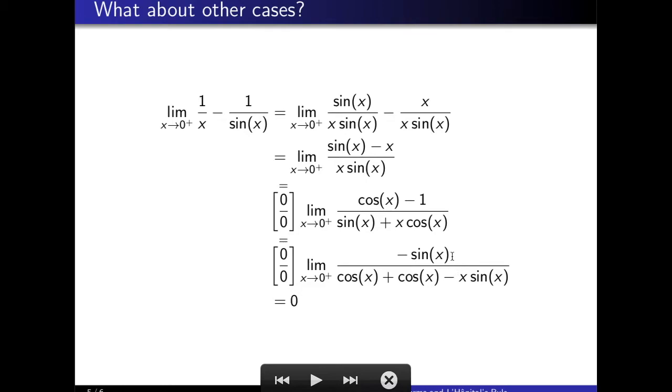And when we do that, L'Hopital's rule a second time, we get that our numerator is minus sine of x. Okay, so that's still going to 0 as x goes to 0. But our denominator now is cosine plus cosine minus x sine of x. As x goes to 0, the x sine of x is going to go away to 0, but the cosines will be 1. So we'll wind up with a final limit of 0.